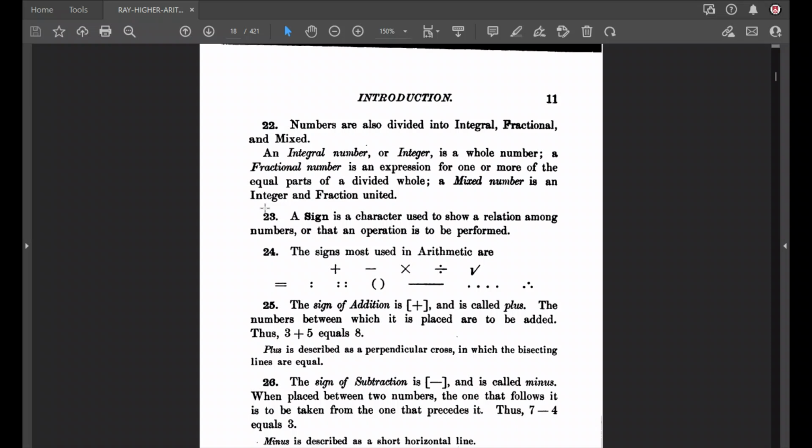So integrals are whole numbers. Fractional numbers are parts of whole numbers. And a mixed number is a combination of integer and fraction. A mixed number contains an integer and a fraction.